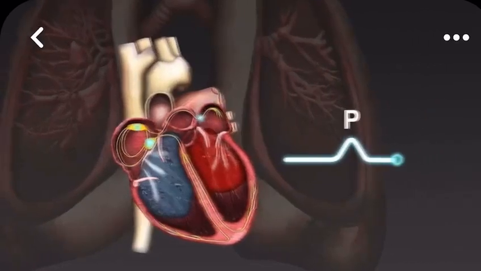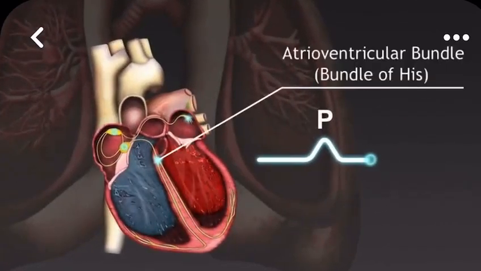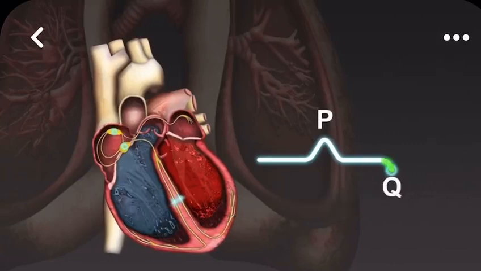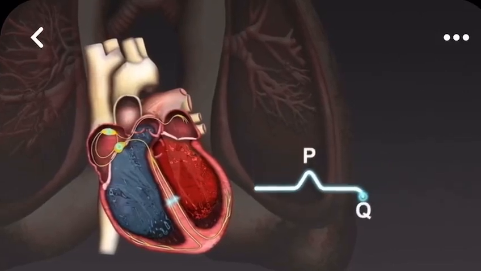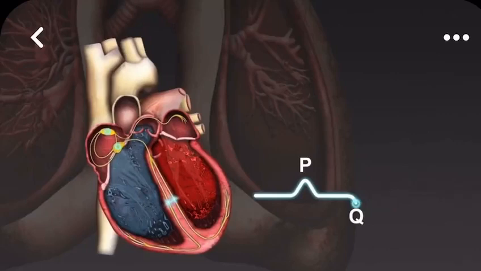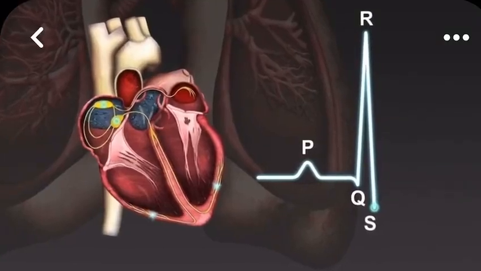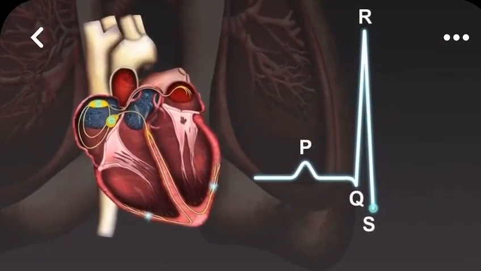As the impulse travels from the AV node to the bundle of His and along the upper part of the septum, the Q wave is produced. The passage of the electrical signal through the ventricles produces a large spike, called the QRS complex. The QRS complex is much larger than the P wave, because the ventricles are much larger than the atria, and so produce more electrical activity.